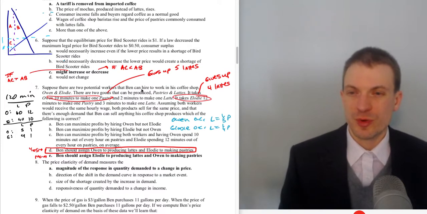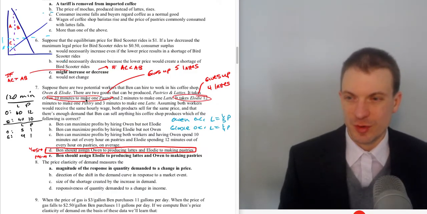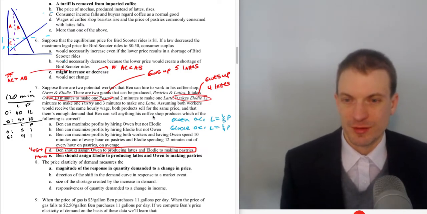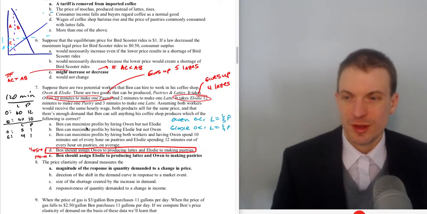Suppose there's two potential workers I can hire in my coffee shop, Owen and Elodie. There's two goods that can be produced, pastries and lattes. It takes Owen 10 minutes to make a pastry, 2 minutes to make a latte. It takes Elodie 12 minutes to make a pastry, 3 minutes to make a latte. Assuming both workers receive the same hourly wage, both products sell for the same price, and there's enough demand I can sell anything my coffee shop makes, which of the following is correct?